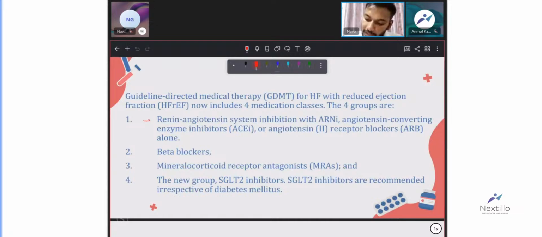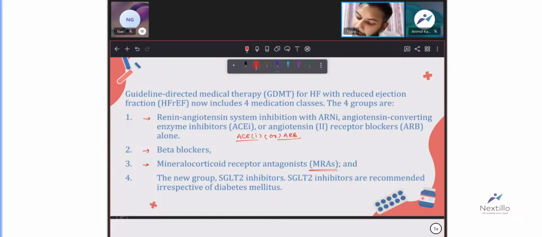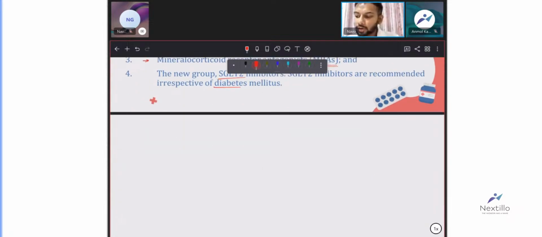So we block the renin-angiotensin-aldosterone system with the help of ACE inhibitors or ARB. We are blocking the sympathetic nervous system with the help of beta blockers. Mineralocorticoid receptor antagonists block the aldosterone in the renin-angiotensin-aldosterone system. This is the new group of drugs, that is SGLT2 inhibitors. Now we'll talk about all of these.